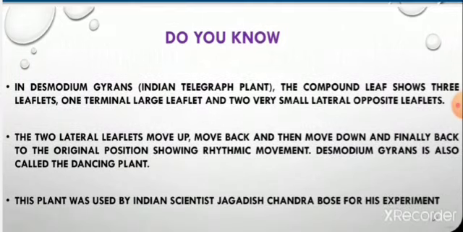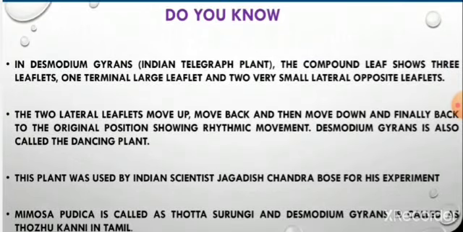The compound leaf means many leaves. Simple leaf means single leaf. Compound leaf means more than two leaves. So the compound leaf shows 3 leaflets. Of those 3 leaflets, one is terminal and very large, and the other 2 are found on the sides. They are very small. We call them lateral opposite leaflets. Opposite leaflets means on that node you will find 2 leaflets, one on either side.